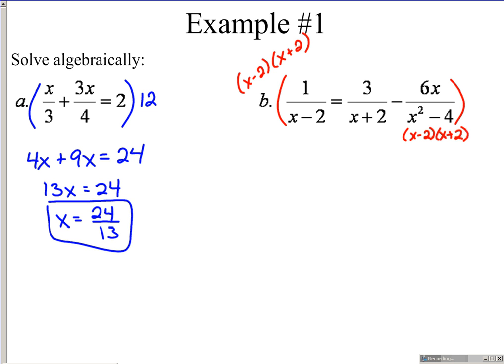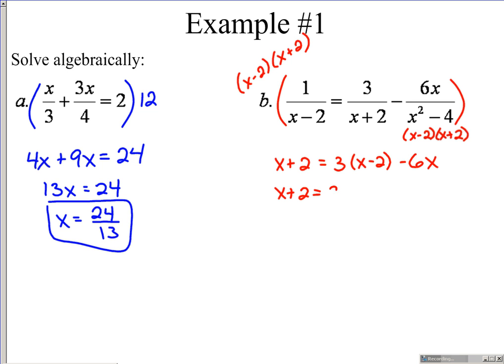When I do that to the left side here, the x minus 2's are going to cancel, leaving me with x plus 2. When I do that to our second fraction, the x plus 2's are going to cancel, leaving me with x minus 2. In the third fraction, both the x minus 2 and x plus 2 are going to cancel, so we're just left with minus 6x. Once you've cleared out the fractions, follow order of operations and simplify.